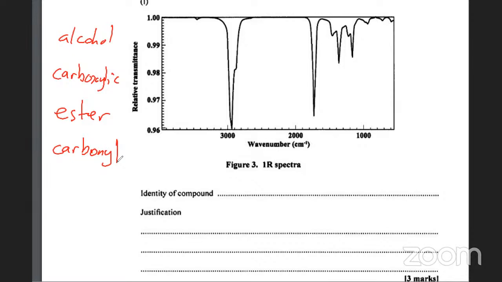C is concentration. All right, yeah, so back to this. You should be able to identify alcohol, carboxylic acid, ester, and the carbonyl group.